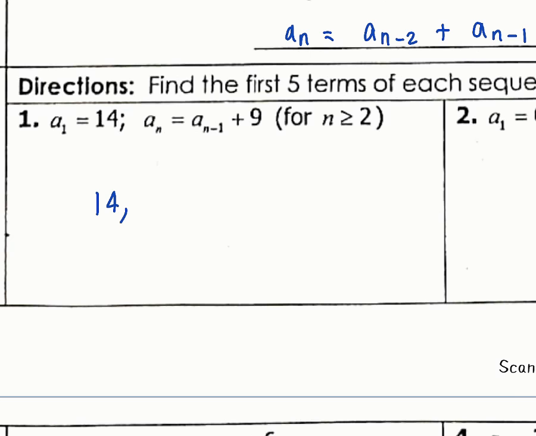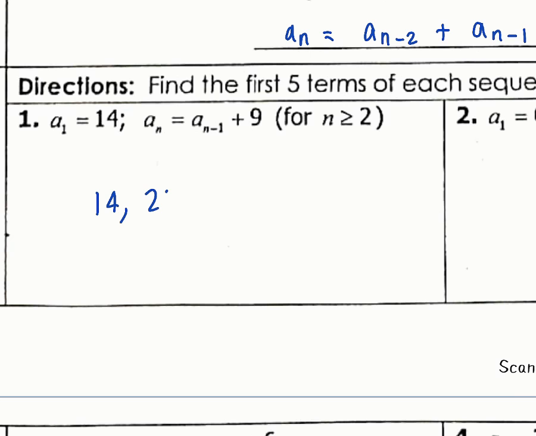So we got to figure out, how do I find the next term in this recursive formula? And how do I know it's recursive? Well, look, do you see a sub n minus 1 in it? So what is it saying it's doing with the previous term? This represents your previous term. What are you doing with your previous term? Adding 9. So if I want to find my second term, I'm going to take my first term and I'm going to add 9. What's 14 plus 9?